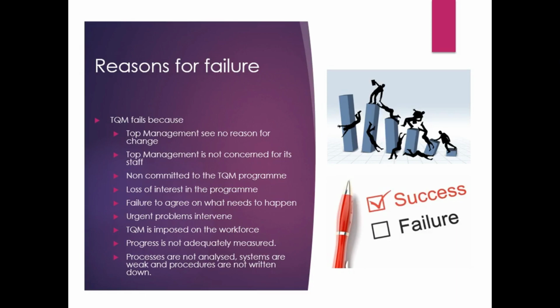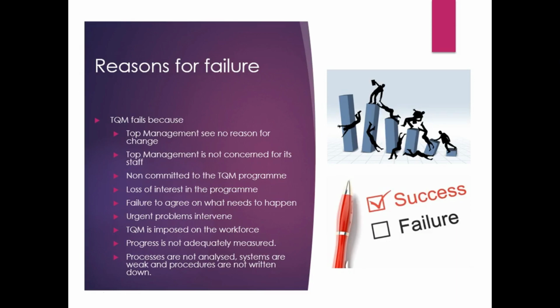So some of the reasons for failure of a TQM or total quality management system would be, some of the obvious ones, that top management see no reason for change and so don't support the implementation of TQM. The management are not concerned for its staff or for its employees, and they're not committed to the TQM program. The company loses interest in the program after a period of time because it involves continuous improvement and continuous assessment. So they could lose interest.